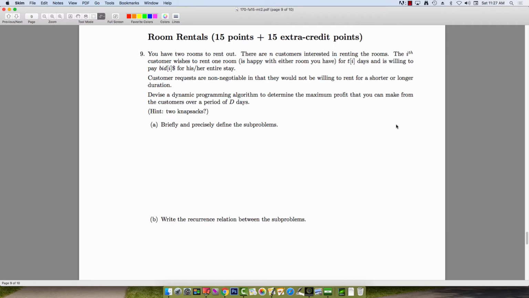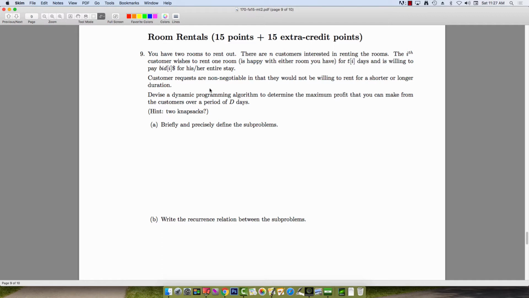Morning 170. This is Jake, and I'm going to go over the Fall 15 Midterm 2, Question 9, room rentals. So, the first thing I want to go over is, when I read the problem, I should have an idea about which of the algorithms we've learned that I will use. And while it does tell me to use dynamic programming, I want to go over how I would come to the conclusion if they hadn't given me a hint, which sometimes they do not.